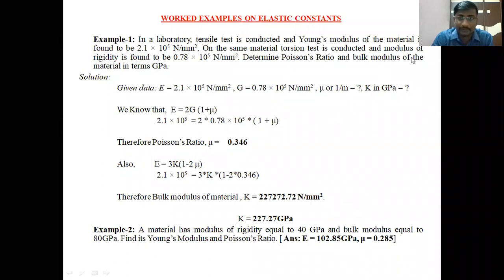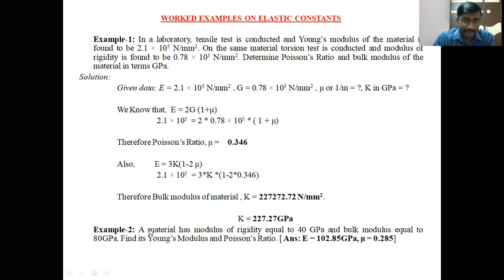But in the problem, the bulk modulus is asked in GPa. If we convert this newtons per mm square or megapascal into GPa, divide by 1000, then we get 227.27 GPa. The bulk modulus of the given material is 227.27 GPa. Clear, students? This is the E value, 2.1 into 10 to the power of 5 newtons per mm square. This is the G value, that is the rigidity modulus, 0.78 into 10 to the power of 5 newtons per mm square, and the bulk modulus value is 227.27 GPa is the answer.